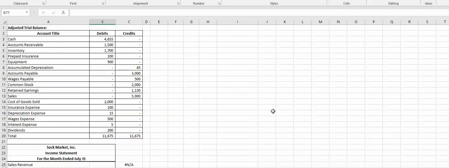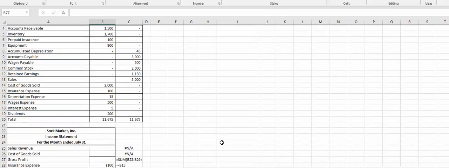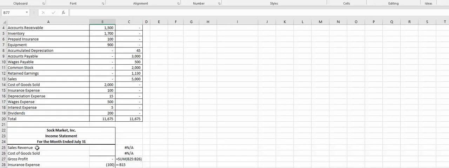We now are going to prepare the financials, which is very similar to how we've always been doing it, but I want to point out a couple things. So here I have sales revenue. I'm going to go and link it to my adjusted trial balance up above.